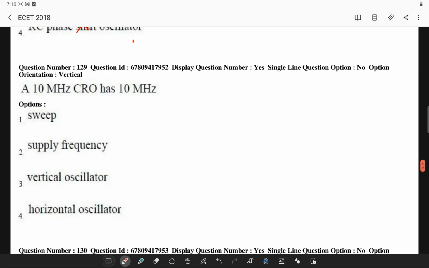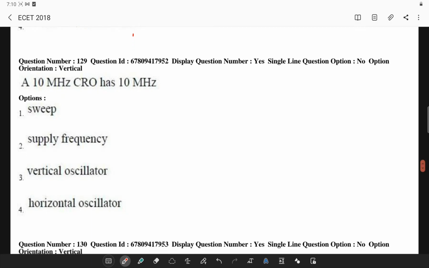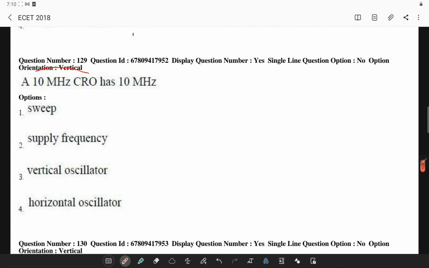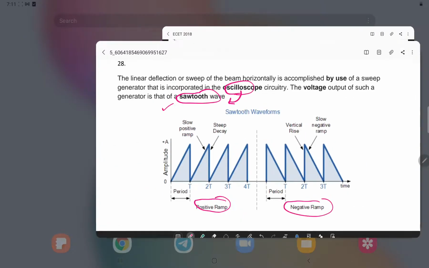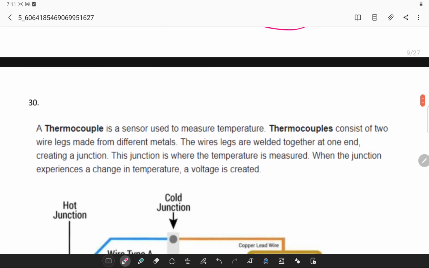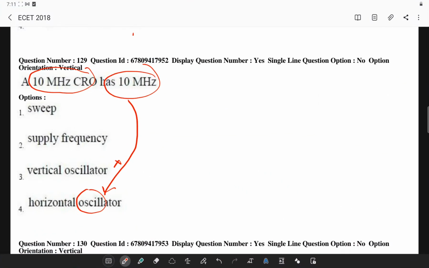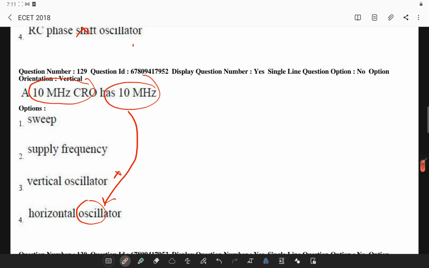Next, a 10 megahertz CRO must have basically an oscillator. We don't have this concept of a vertical oscillator. Sweep and frequency are out of bounds. So the student has to remember it is a horizontal oscillator.